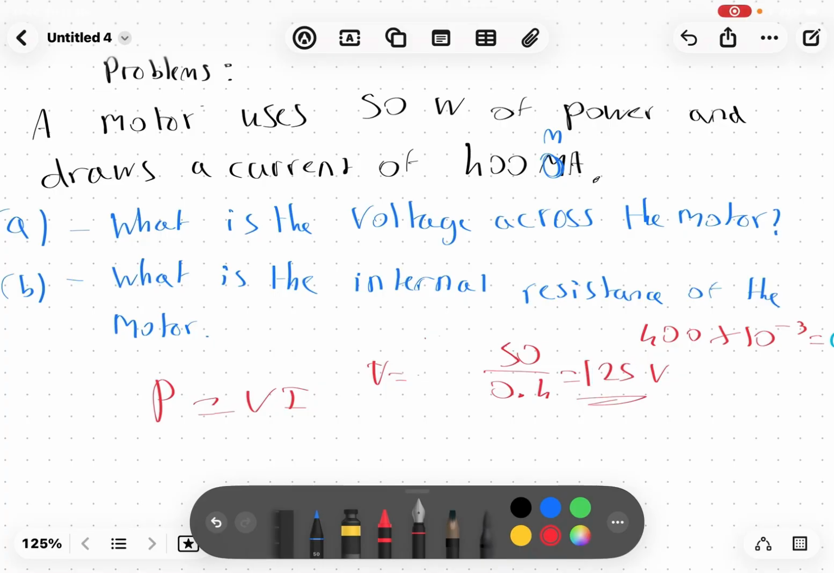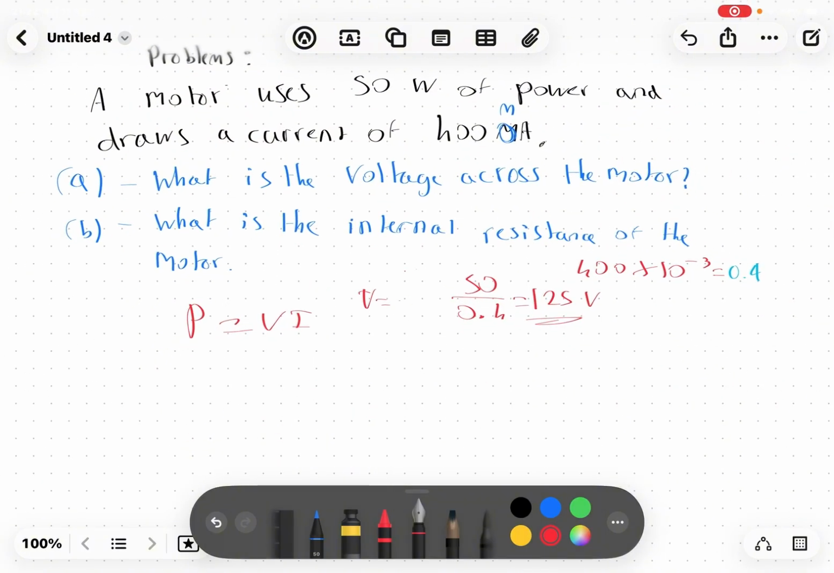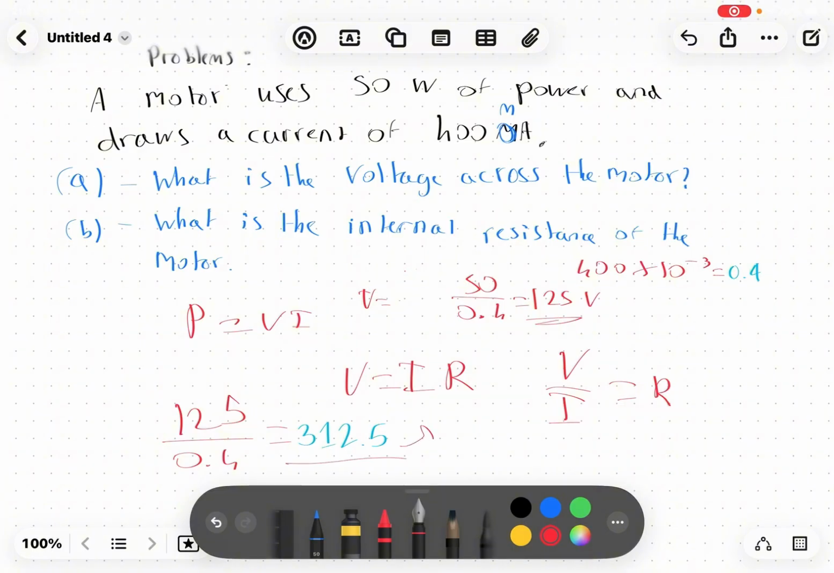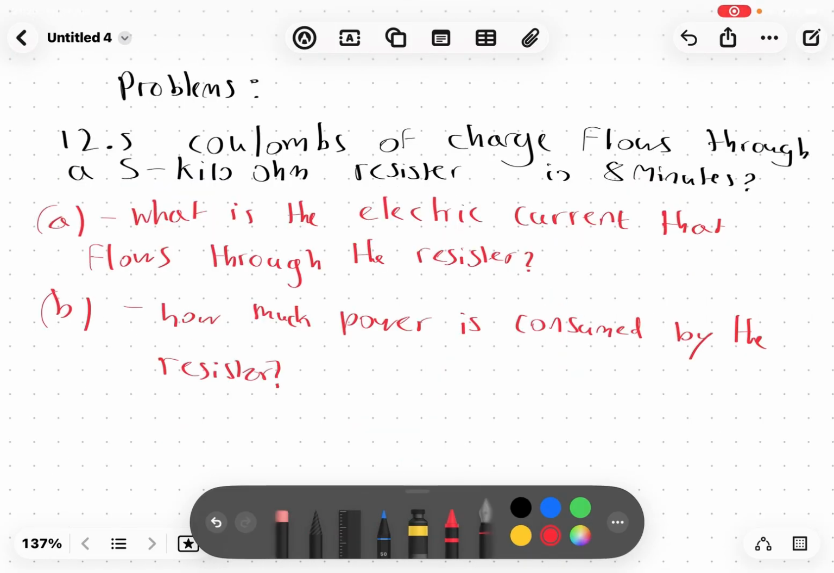Our next question is, what is the internal resistance of the motor? Now that we have the voltage, we can calculate the resistance. V equals IR. We have the voltage and we have the current, so R equals V over I. So 125 over 0.4, and so there's 312.5 ohms of resistance.